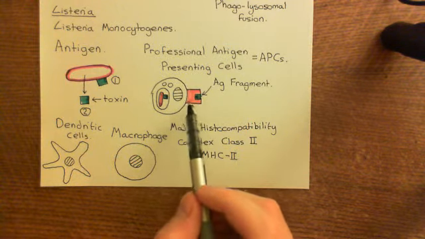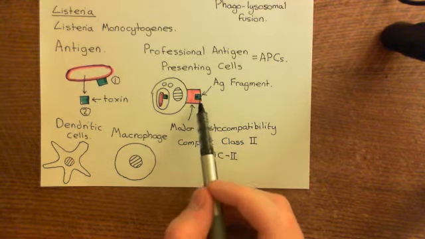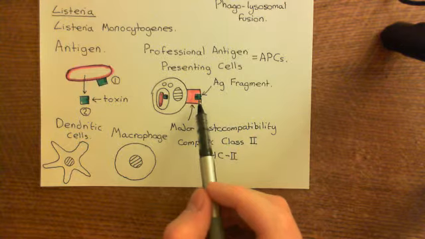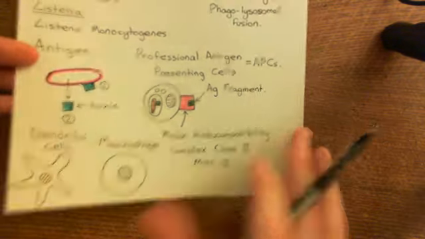However, they now need to get to T cells because they're going to use this to activate the adaptive immune response. Specifically, we're talking about the humoral adaptive immune response. So now what's going to happen is this professional antigen presenting cell is going to go to where T cells are present. So where do T cells hang out? Well, they hang out in lymph nodes. So this professional antigen presenting cell is going to go to the lymph nodes.